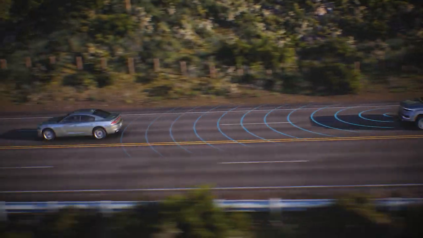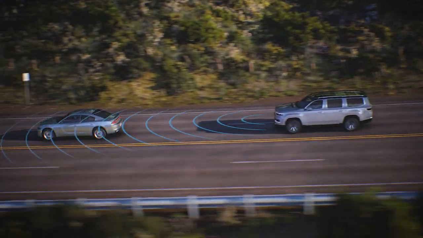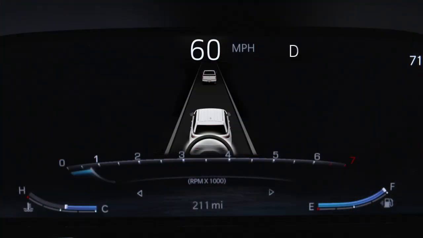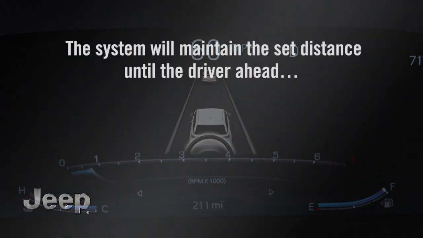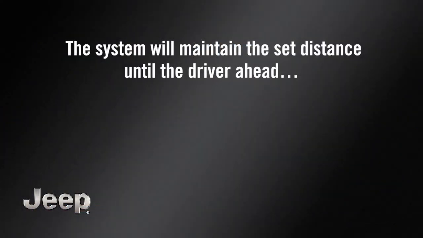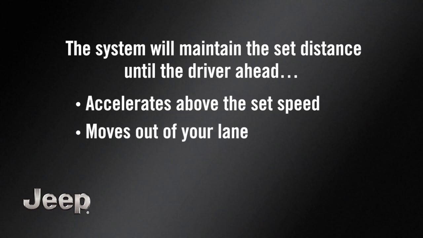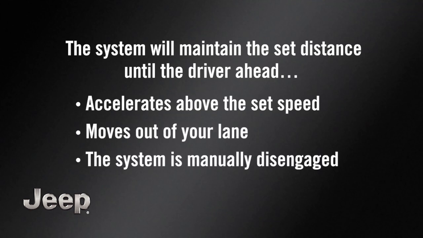But when a slower-moving driver enters your lane, the system automatically adjusts your speed to maintain the distance setting. You'll see the sensed vehicle indicator icon in the instrument cluster. The system will maintain the set distance until the driver ahead accelerates above the set speed, moves out of your lane, or until the system is manually disengaged.